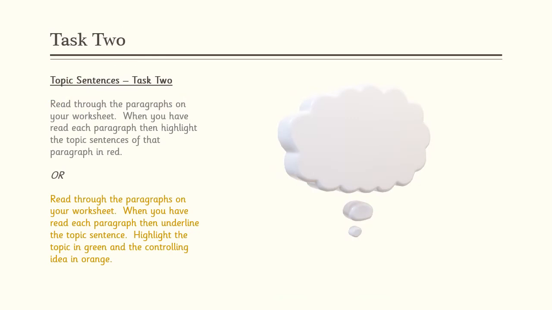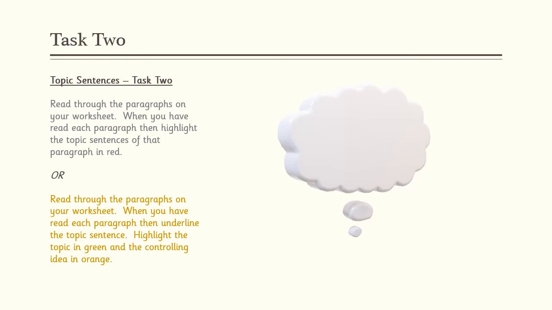Okay, so task 2, again, is differentiated, silver and gold. It's up to you to choose which one you want to do. For silver, you need to read through the paragraphs in your worksheet, and when you've read the whole paragraph, highlight what you think the topic sentence is in red.